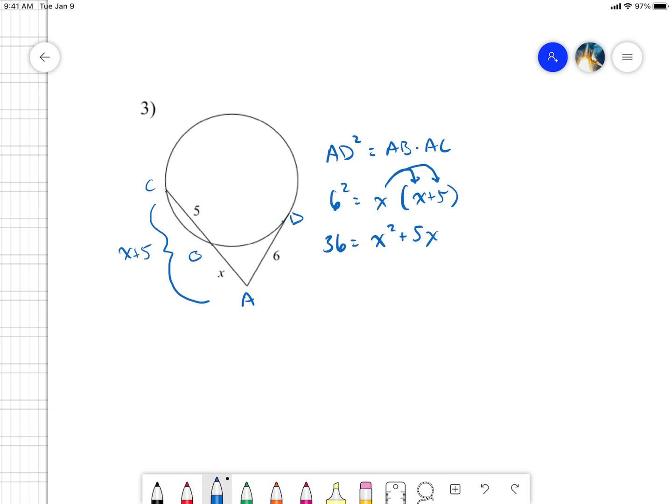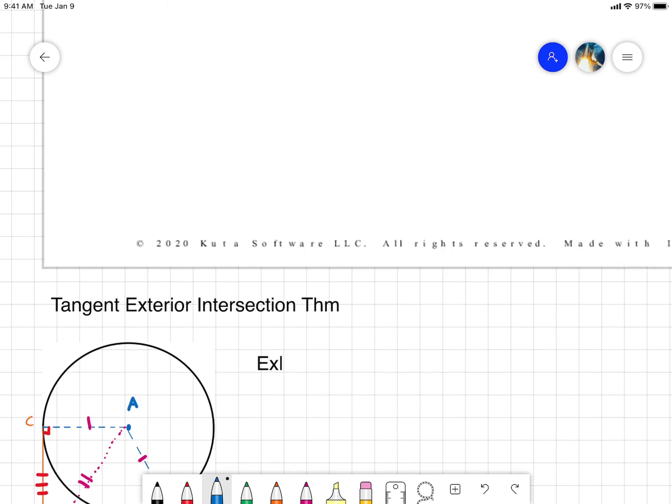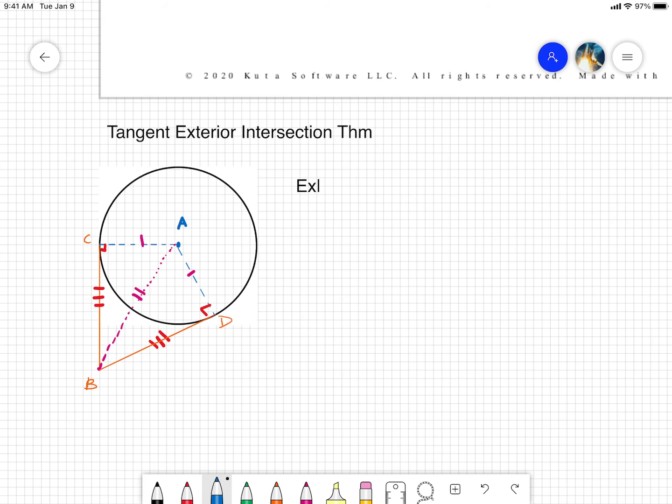Okay. Last little bit of information that I want to talk about is what happens if two tangents intersect outside a circle. If I think about this, if I have two tangents intersect, then I know that they intersect a radii, essentially. And all radii in the same circle are congruent. So I know that this piece is congruent, this piece is congruent.